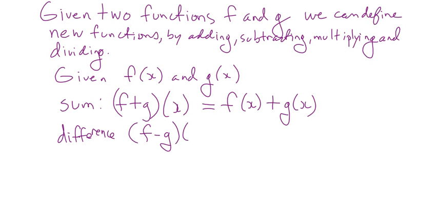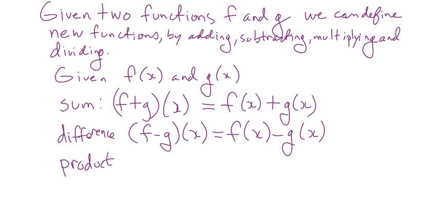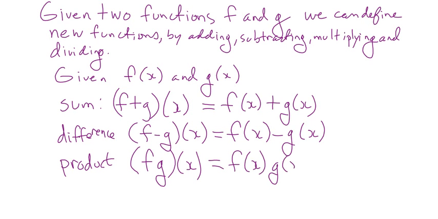We can take the difference, f minus g at x, which is f of x minus g of x. We can take the product. The product is written fg, or you might see a dot in between the f and the g as well. And that means f of x times g of x. So here I'll put the dot here.